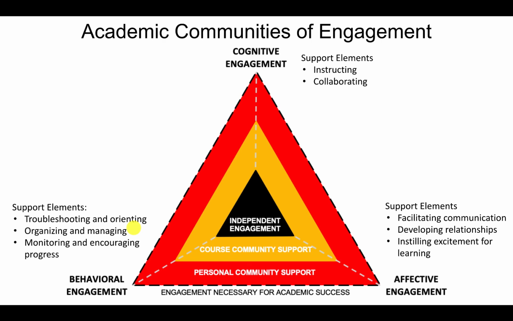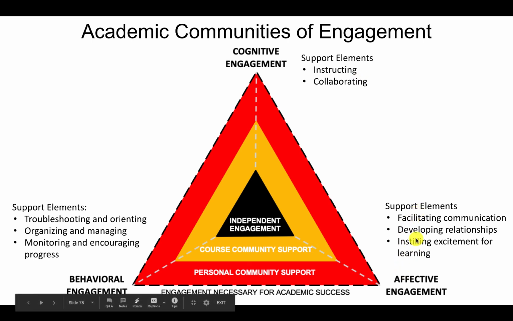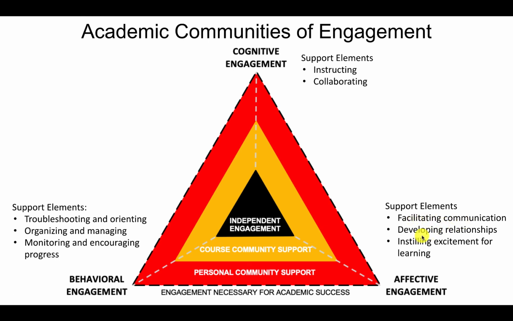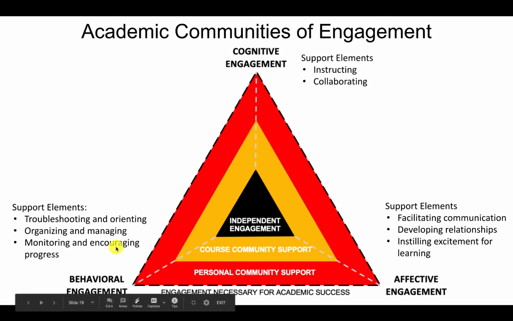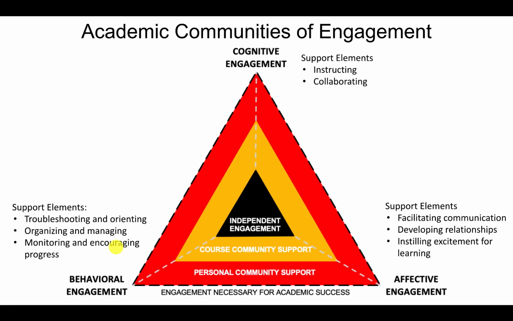The other thing that we did is we thought of support elements and aligned them with the different types of engagement. So for instance, cognitive engagement is probably increased by someone providing instructing support or collaborating support. Similarly, the affective engagement can increase when individuals work to facilitate communication or develop relationships or try to instill an excitement for learning. And behavioral engagement can increase when students receive support from others who are willing to troubleshoot or orient them to the environment, or organize and manage their learning, or monitor and encourage their progress.